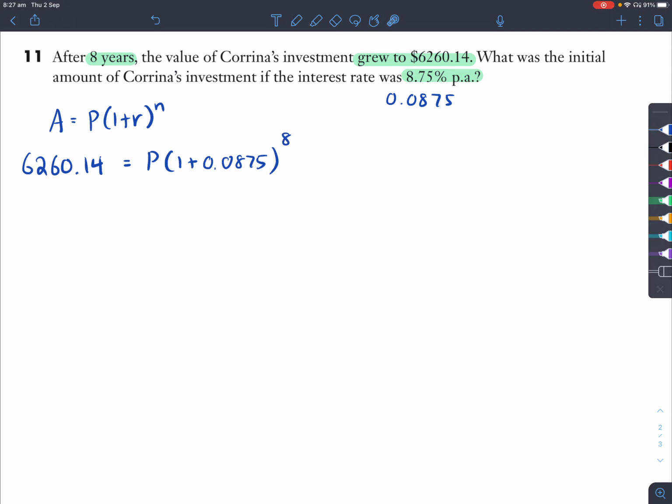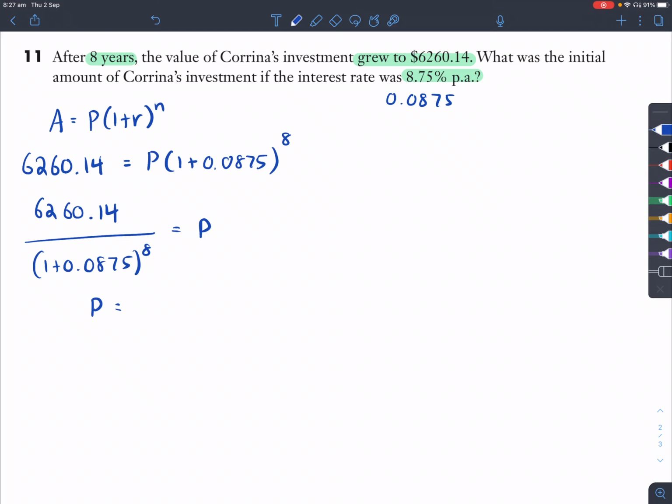So again, if we divide both sides by this bracket, that will disappear, and that will be over this. So I'm going to write that down: 6,260.14 over 1 plus 0.0875 to the power of 8 would equal P. So I've divided it over. Now I can write P equals, and type that all in. Make sure you're very careful typing all this in.